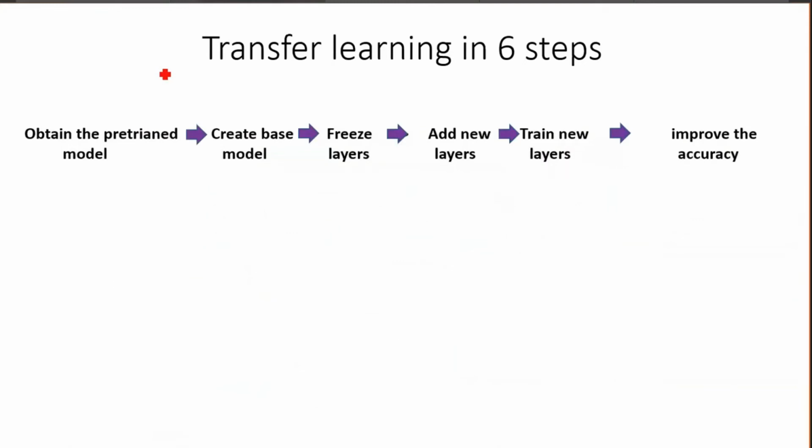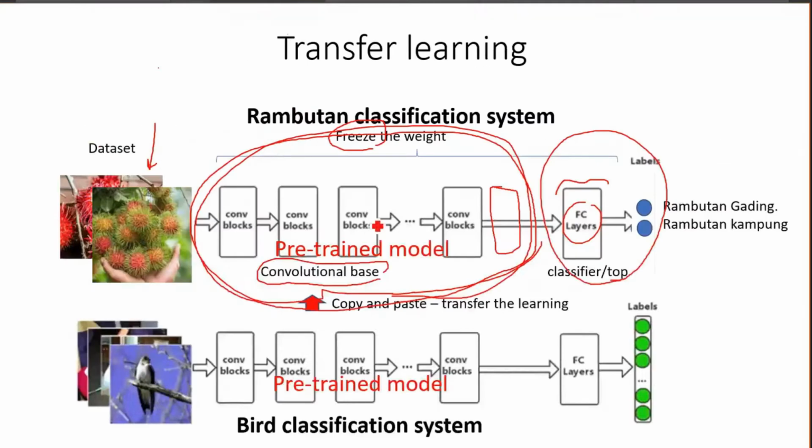So we're going to look at how to do transfer learning in 6 steps. The first is obtain the pre-trained model. Then you create a base model. Remember the word base? Base is this one. This is a base.